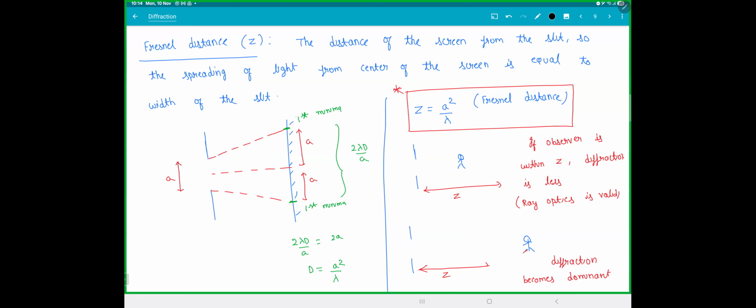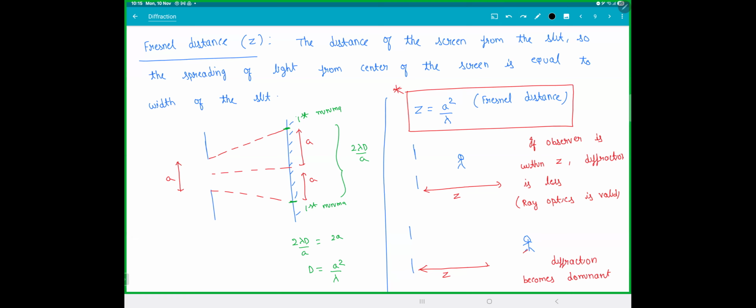So when you are working on a microscope, you have to make sure the object is placed within the Fresnel distance. If the observer is within the Fresnel distance, diffraction is less. So you won't see diffraction. Imagine you're looking at a bacteria from really far, what will happen? Because of diffraction, the bacteria will get a distorted image. You can't see it clearly.